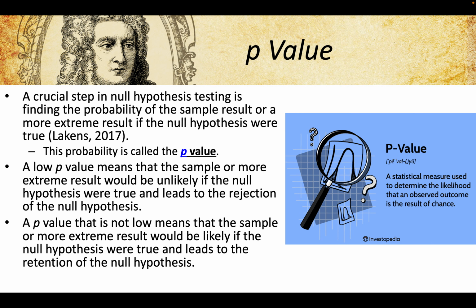A crucial step in null hypothesis testing is finding the probability of the sample result or a more extreme result if the null hypothesis were true. This probability is called the p-value. A low p-value means that the sample or more extreme result would be unlikely if the null hypothesis were true and leads to the rejection of the null hypothesis. A p-value that is not low means that the sample or more extreme result would be likely if the null hypothesis were true and leads to the retention of the null hypothesis.